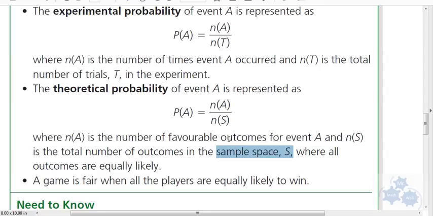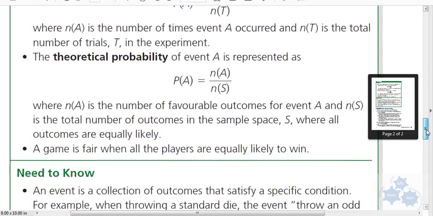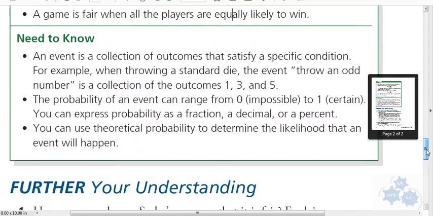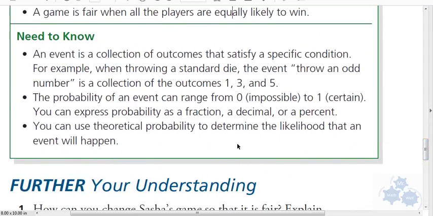So it's maybe a bit of jargon for you, but it's probably good to have the actual definitions and formulas there to just kind of ingest those a little bit, so you get to know the wording and some of the terms. And of course, a game is fair when all players are equally likely to win. All right. So here's some other information as well. I'll get you to look at here, and I'll give you your assignment in a second.